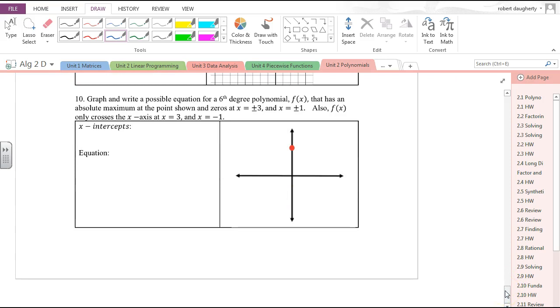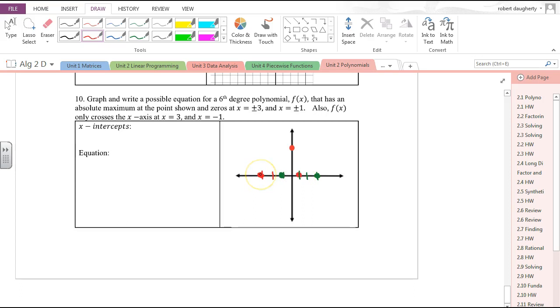Graph and write the possible equation for a 6th degree polynomial that has an absolute maximum at the point shown and zeros at plus or minus 3 and plus or minus 1. Also, it only crosses the graph at 3 and negative 1. Okay, so it's going to cross the graph. Let's draw that. At 3, 1, 2, 3, crosses the graph there and there. So the other roots are going to be negative 3 and positive 1, so it will not cross the graph there.